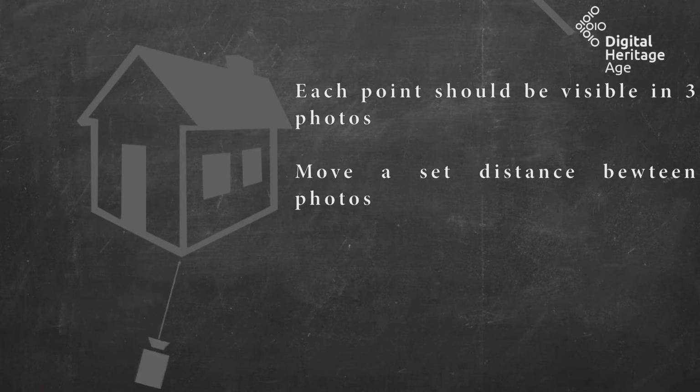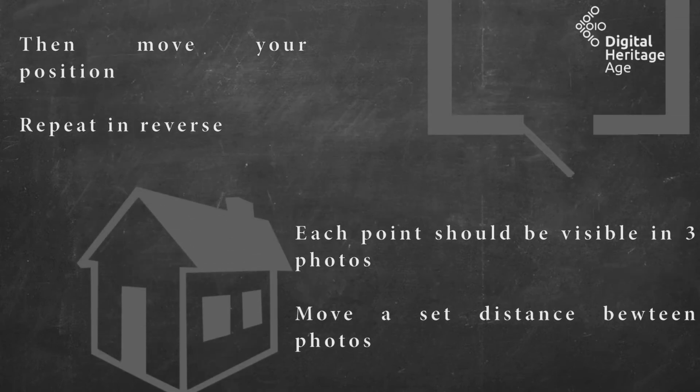So you're moving a set distance between photos and trying to keep that focal point in each of those images. If you're moving around the edge of a building here, you would try and keep the corner of the building in all of those images. So it should be visible from at least 3 of those images.